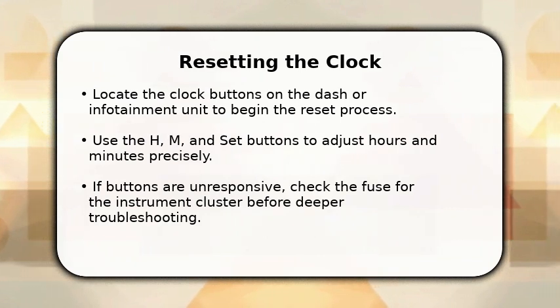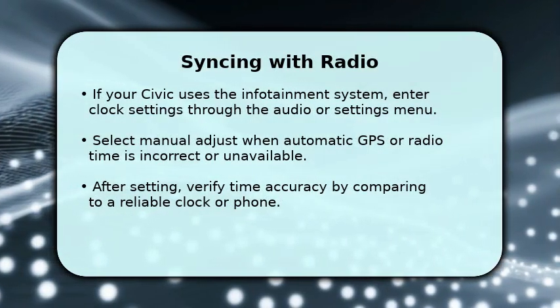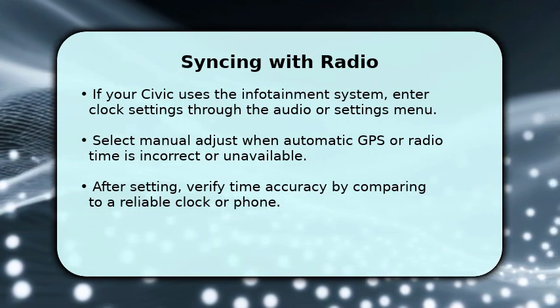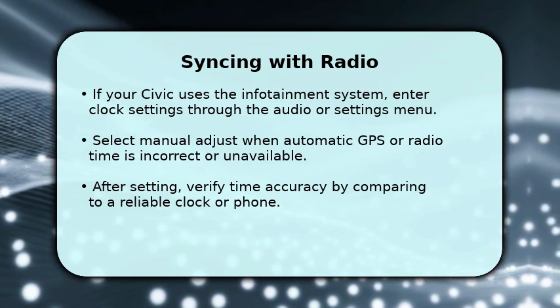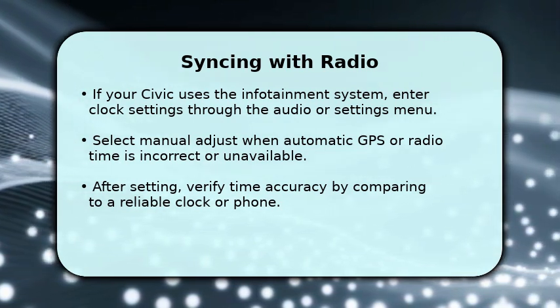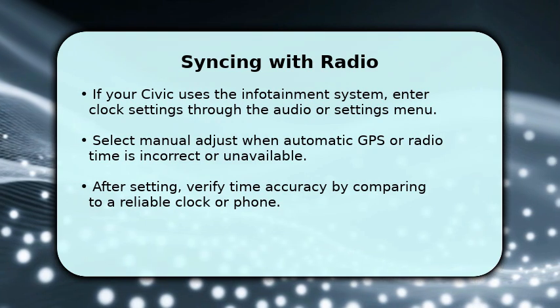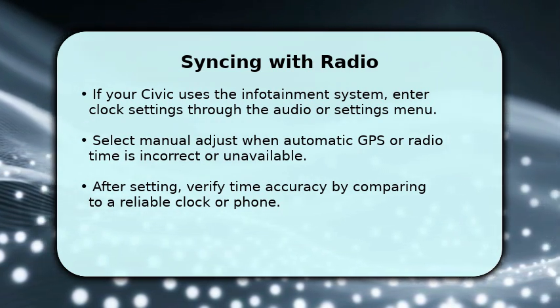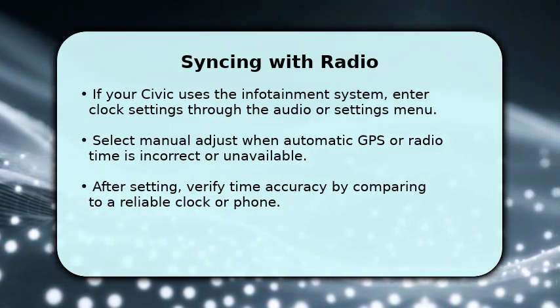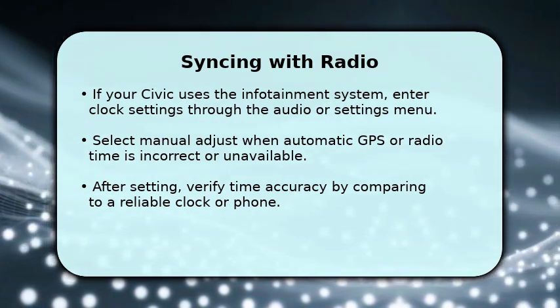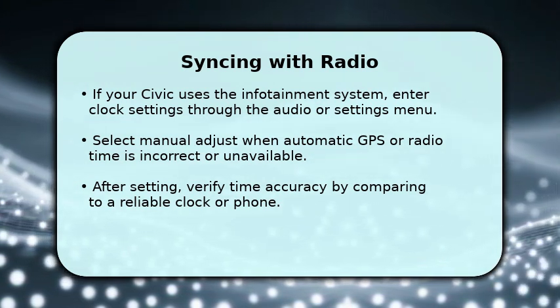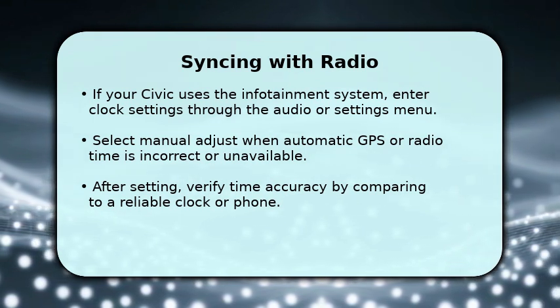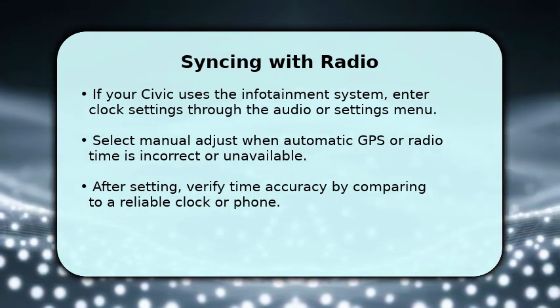Open the audio or settings menu on your Civic's infotainment system and find clock or time. Choose manual adjust if radio or GPS time is wrong, then use the touchscreen or dial to set hours and minutes. Confirm AM or PM and save changes before exiting the menu to prevent rollback. If time keeps drifting, check for software updates or consult a dealer for infotainment module diagnostics to maintain consistent timekeeping.